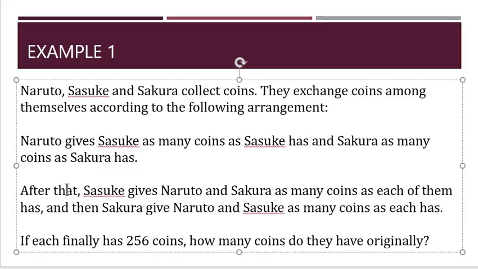Going over the next set of sentences tells us that they will do the same thing as the previous sentence. And finally, at the end, they will have 256 coins.